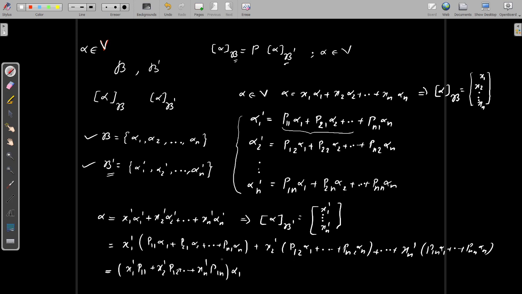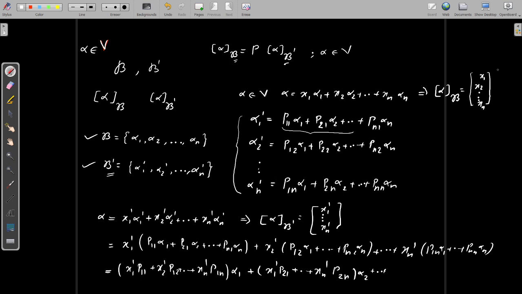That will be the coefficient of alpha 1 from this. Next we will collect the coefficient of alpha 2. From the first term we can get x1 prime p21, plus etc. From the last you can get xn prime, the second term, that will be p2n, times alpha 2, okay, etc.